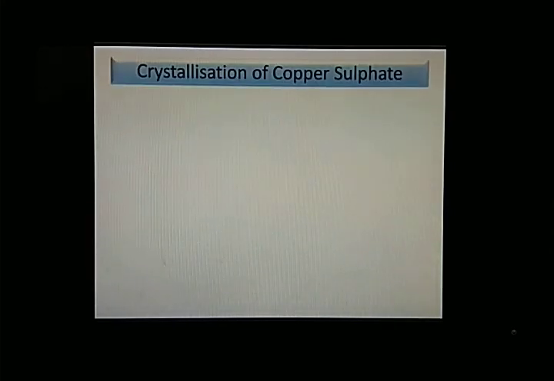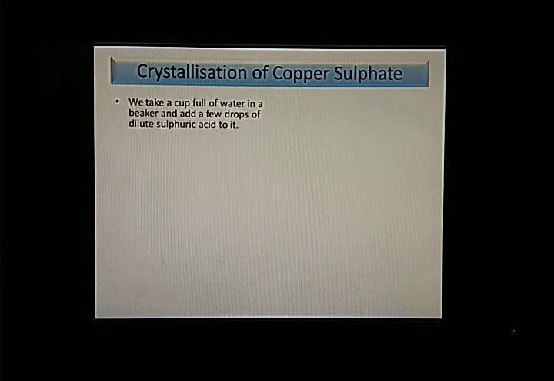Clear? Now let us see one crystallization process that is given in a textbook. That is the crystallization of copper sulfate. Copper sulfate is also a kind of salt. Although it is not edible, it is also a kind of salt. So how do we get copper sulfate crystals?